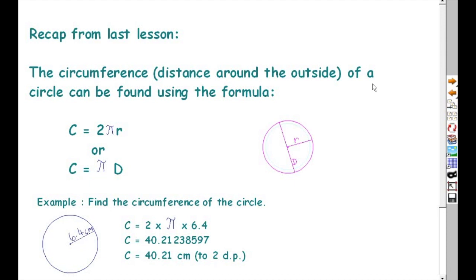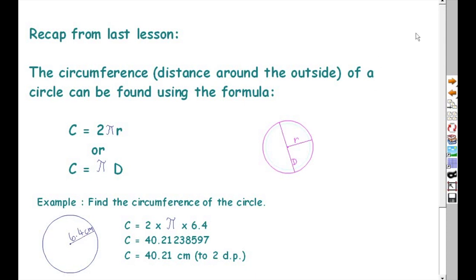The example at the bottom of the page, hopefully you'll be able to see that I have marked in a radius of 6.4 centimetres. As I've got the radius, I'm going to use my radius formula. So the circumference is 2 times pi times r. So I've got 2 times pi times 6.4. Type that directly into the calculator. Hopefully you'll get the answer 40.21238597. And then as you can see at the bottom, I've rounded this to 2 decimal places, 40.21 centimetres. So that was last lesson's work.